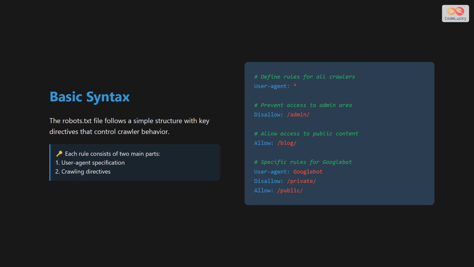We can specify rules for specific crawlers as well. For example, user agent Googlebot, followed by disallow directive that prevents access to private folder. Similarly, the allow directive can be used to allow access to public folder.